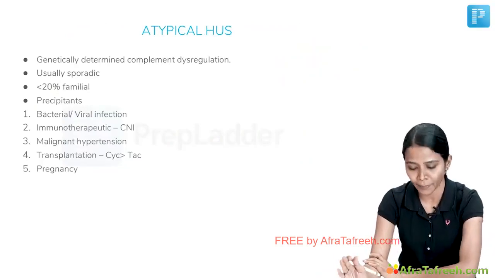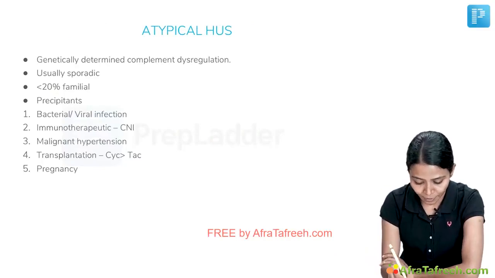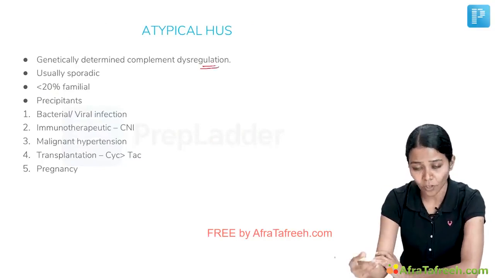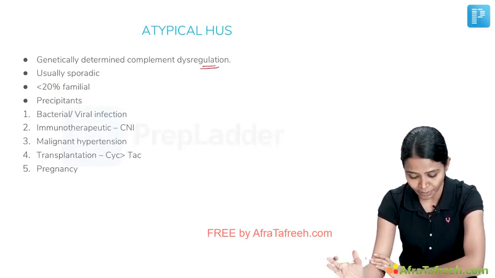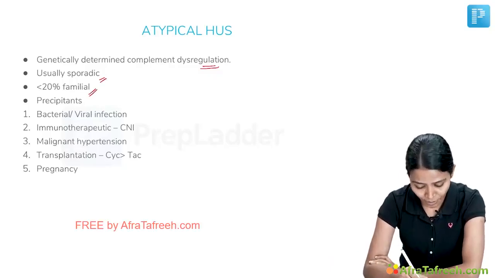Now, coming to atypical HUS. In atypical HUS, there is genetically determined complement dysregulation. It is usually sporadic and only less than 20% are familial.